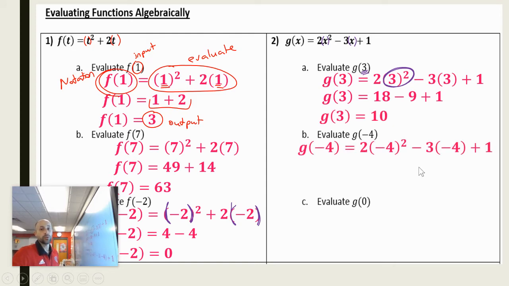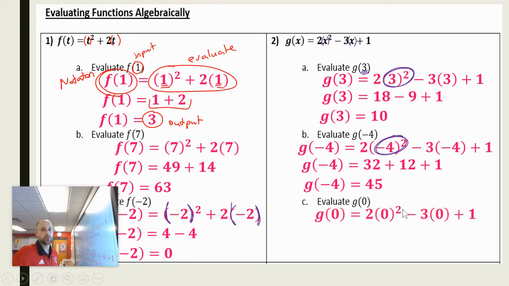Letter B, make sure you use parentheses appropriately. When you take negative 4 squared, you get positive 16 times 2 is 32. Negative times a negative is positive. Add those together, get 45. G of 0, 0 squared is 0 times 2 is 0. Minus 3 times 0 is still 0. Plus 1, just 1.